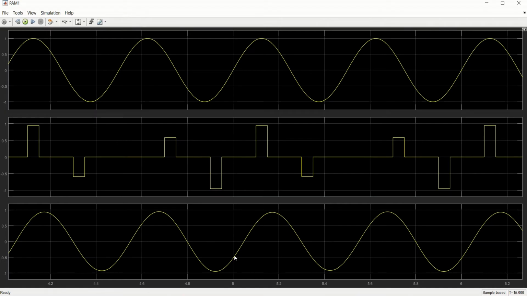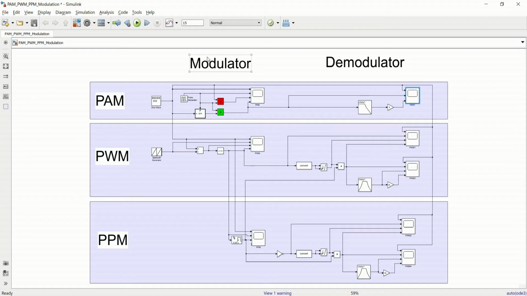Now this delay is basically again the inherent property of a low pass filter. However, this delay is consistent and hence it would lead to a distortionless transmission because all of this signal is delayed by the same unit. So this would eventually help us in the recovery. So this was about the modulation and demodulation of PAM.